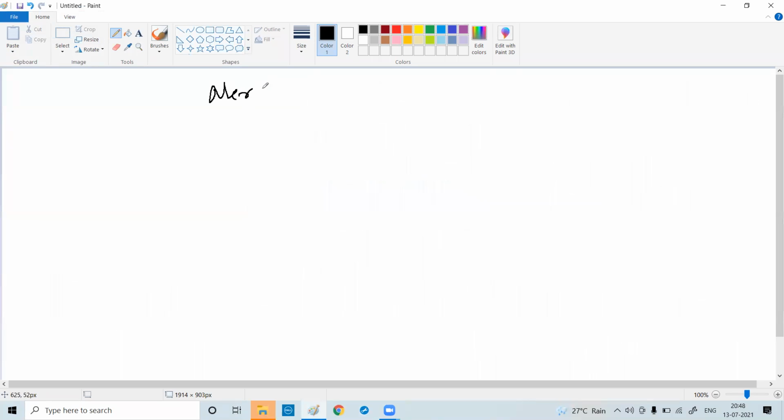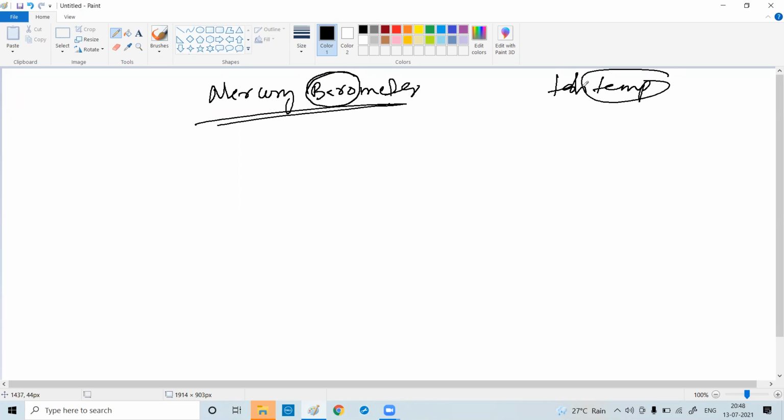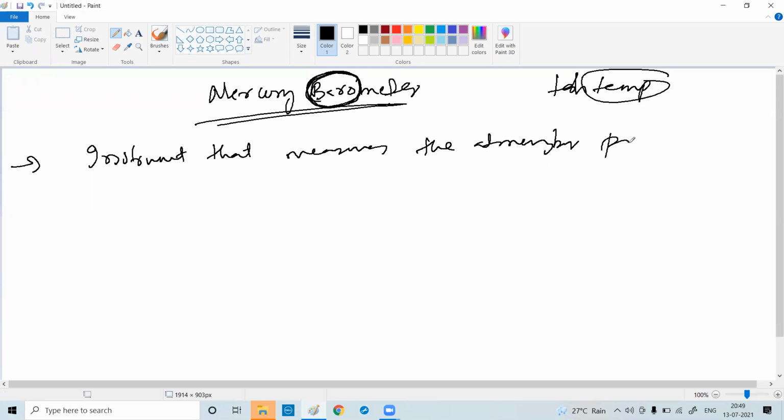Mercury barometer. Why barometer? Baro means pressure. Mercury thermometer: thermo means what? Temperature. And baro means pressure. So the instrument that measures the atmospheric pressure is called a barometer. Write down the definition: an instrument that measures the atmospheric pressure is called a barometer.